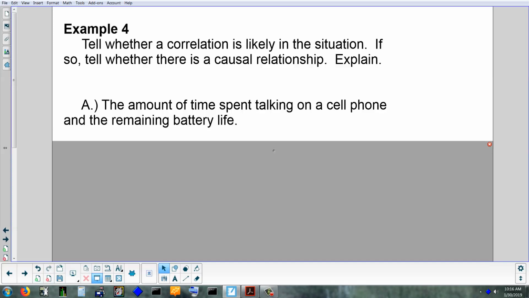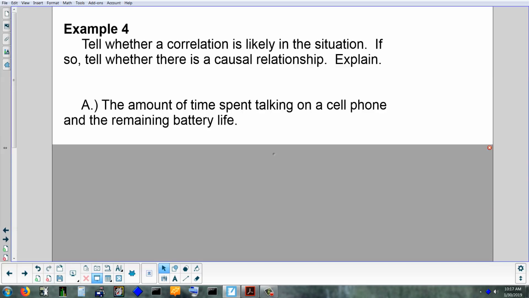Is it going to be positive or negative? Negative. It's going to be negative. It's not going to be that the more you talk, the more battery you have. That would be positive. That doesn't make sense. Yeah, if you're on a charger the whole time. Well, pretend it's not charging, because if you're charging, then the battery wouldn't change at all.